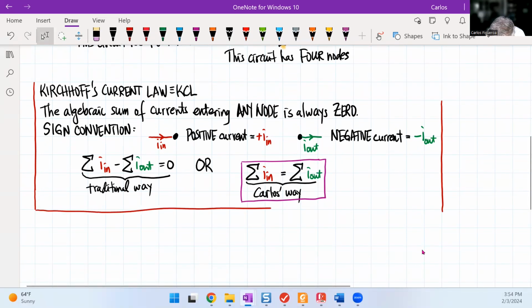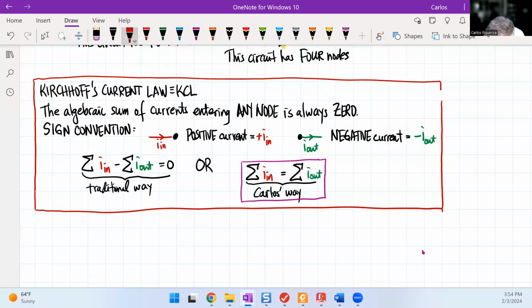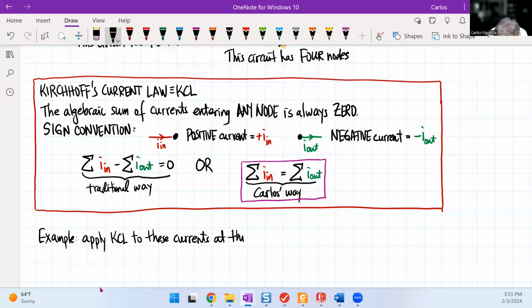So here is KCL. You know, Carlos's way is not a new way. It's just one way that one could look at that. So let's look at an example here to show you what I mean. What we want to do here is apply KCL to these currents at this node.